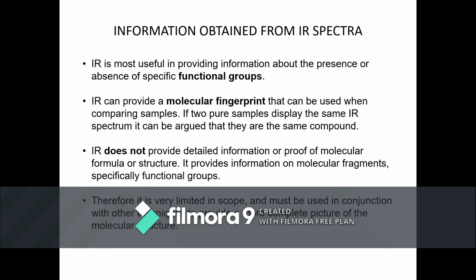IR is most useful in providing information about the presence or absence of specific functional groups. IR can provide a molecular fingerprint that can be used when comparing samples. If two pure samples display the same IR spectrum, it can be argued that they are the same compound. IR does not provide detailed information or proof of molecular formula or structure. It provides information on molecular fragments, specifically functional groups. Therefore, it is very limited in scope and must be used in conjunction with other techniques to provide a more complete picture of the molecular structure.